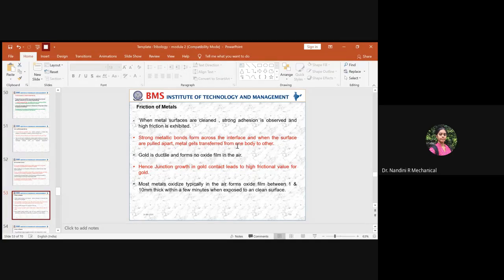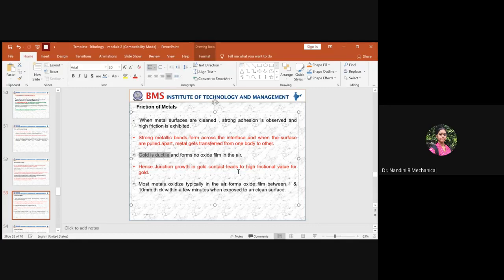We are just speaking with respect to two metal specimens sliding or rolling against each other, and how the friction values will vary. The main reason is the strong adhesion: you will have strong metallic bonding across the interface of the two contact areas. Now one example here is gold, which is usually a ductile material and forms no oxide film in the air.